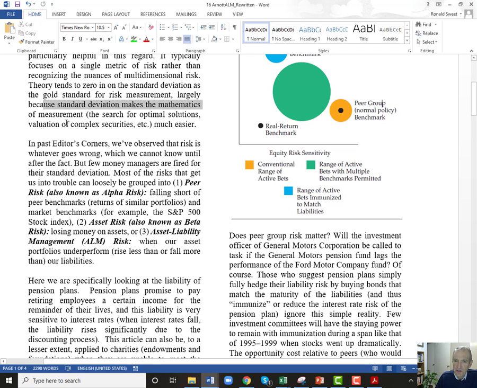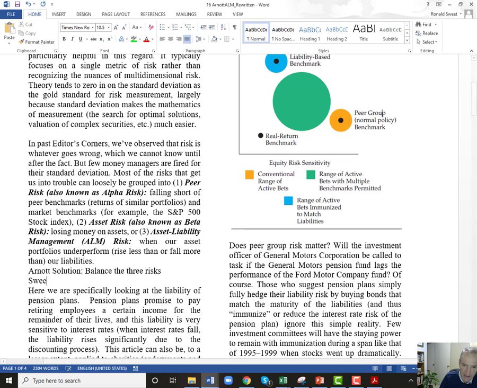Now this article is specifically talking about interest rate risk, and his solution is to balance the three risks. There's Arnott's solution: balance the three risks. I disagree with him on that. Now, who am I to disagree with Robert Arnott? But he says balance the three risks. Now, I actually think Arnott might possibly agree with me on this. He makes his argument in here why he disagrees with me, and we'll talk about that argument.